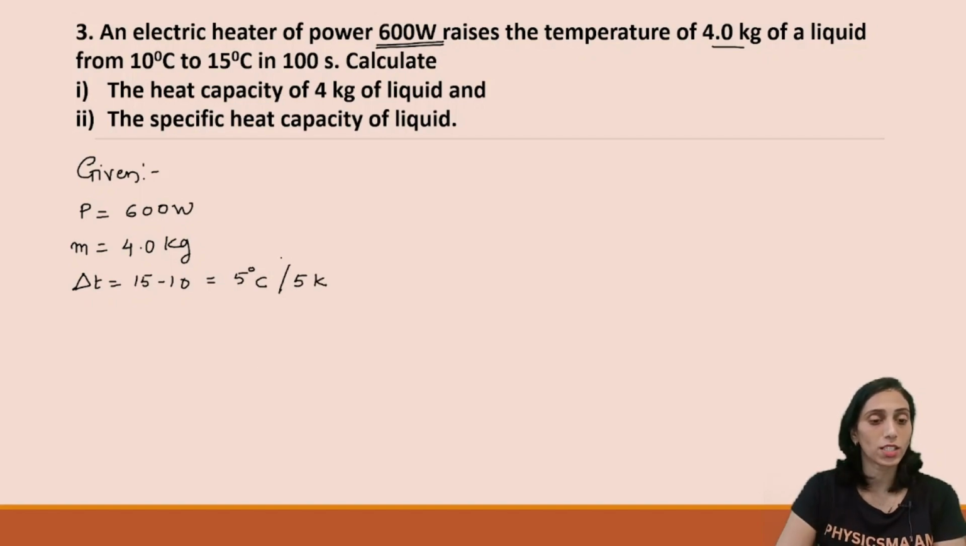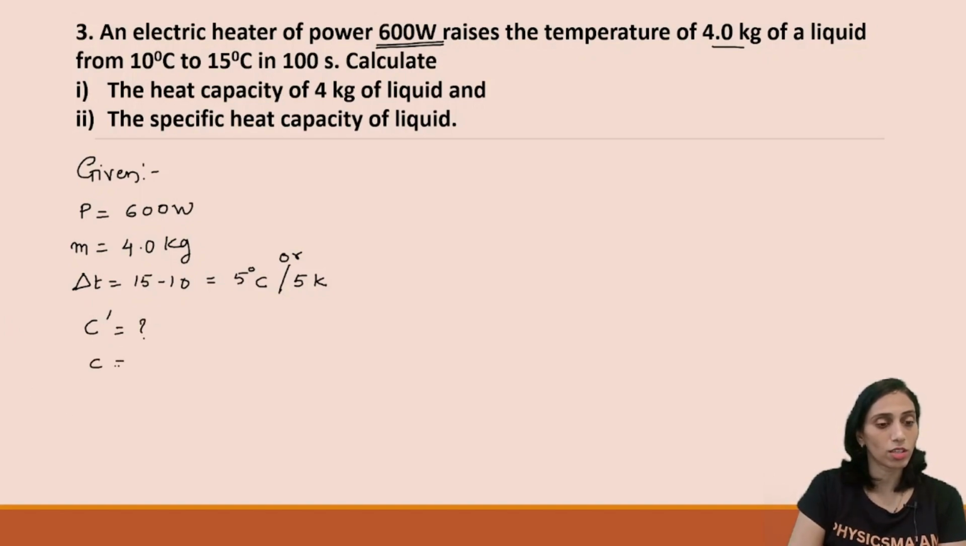I can write it anyways. Right. Now, what is unknown to us? Unknown क्या है? Heat capacity, which is denoted as C dash, isn't it? तो वो हमें पता नहीं है, and also smaller c, that is also not known to us.